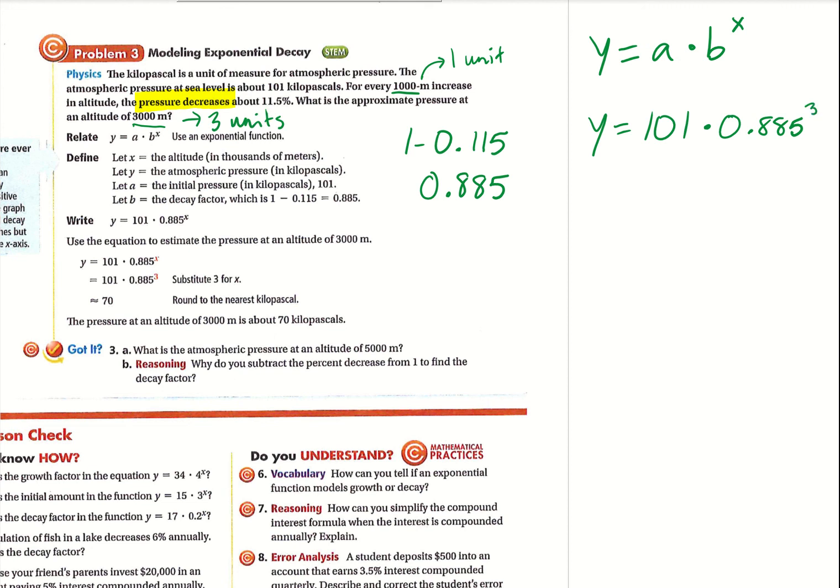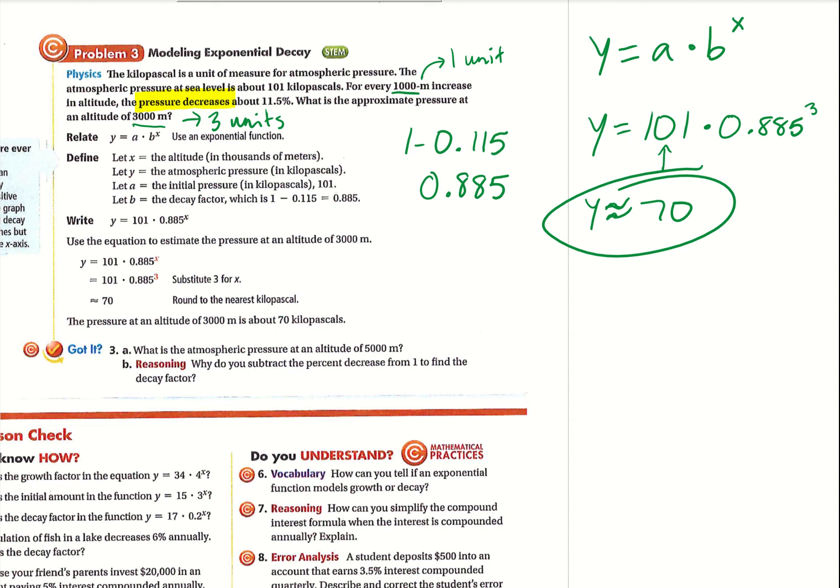And then from here again, we're just putting that in the calculator. When I do that, I'm going to get about 70. Now notice that one is a lower value than our initial value, whereas a growth factor would give a greater number than our initial value.